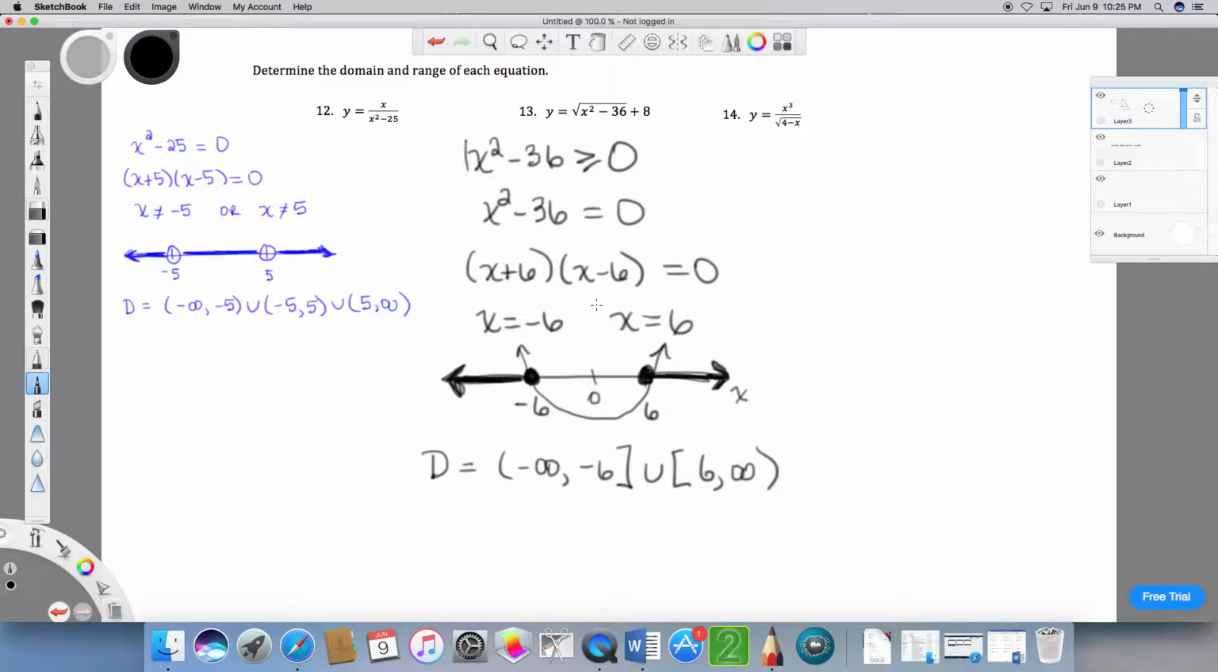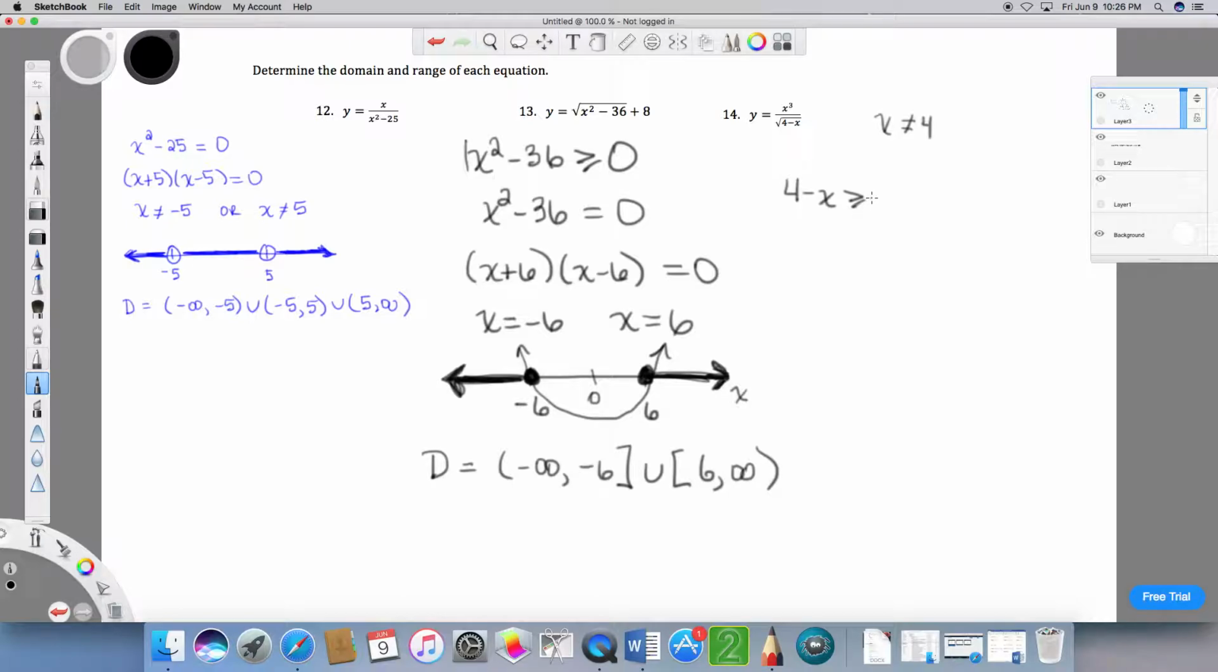Let's take a look at this number 14. Remember, the domain is the set of all real numbers, excluding any values that cause division by 0. Well, we've got 4 minus x in the denominator, so I know that I can't allow x to be 4 because that would give me a 0 in the denominator. And at the same time, with this 4 minus x, we're taking the square root of it.